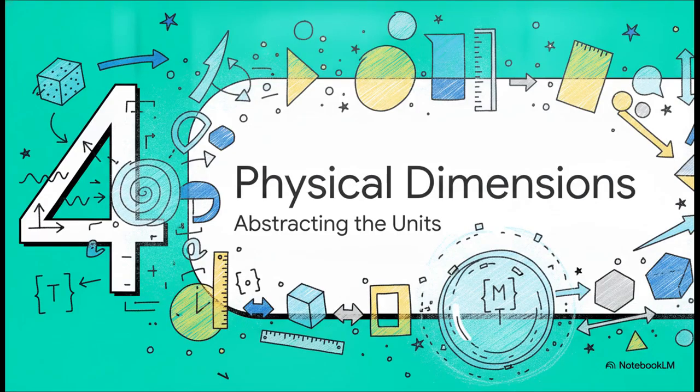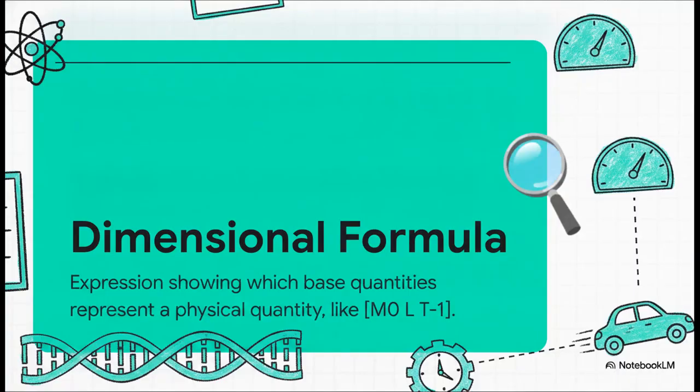Part 4. Dimensions of physical quantities. Abstracting the units. All right, this is where things get really cool. This is where we stop caring about whether you measured something in meters or feet or miles, and we just care about the fundamental nature of the measurement itself.